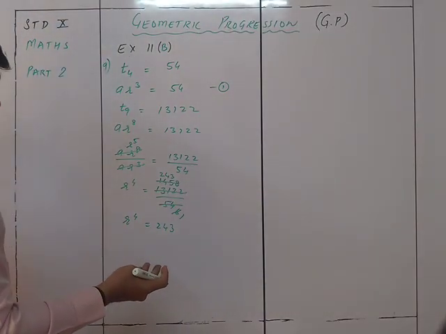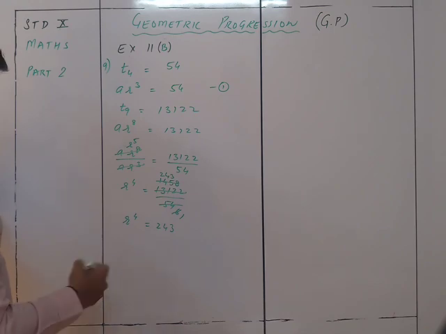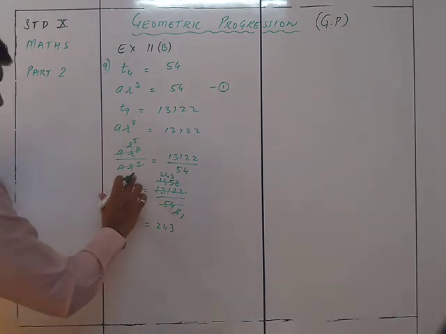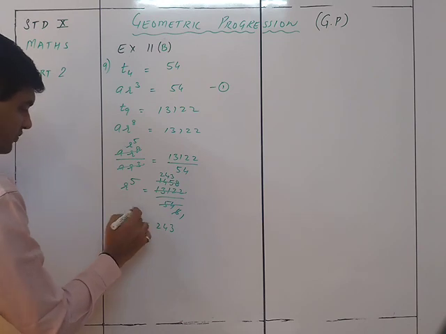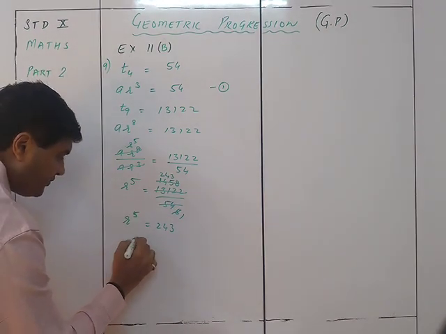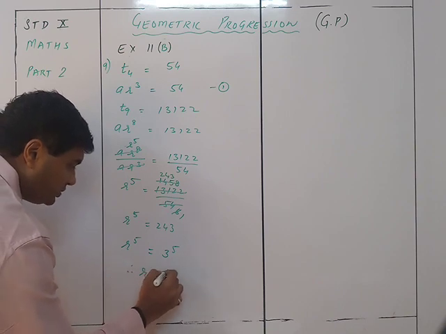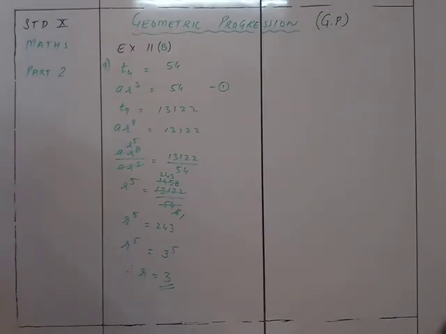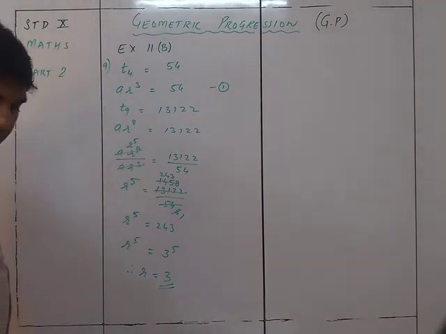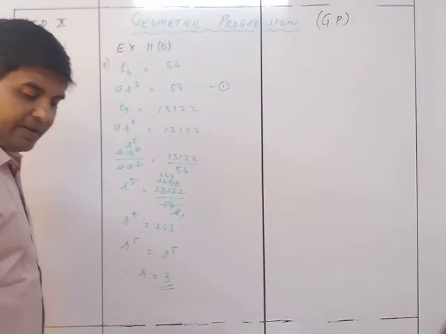So 3, 9, 27, 81, 243. This is 5. So r raised to 5 is equal to 3 raised to 5. Therefore, r is equal to 3. Got it? Next, we need to find out the GP and its general term.